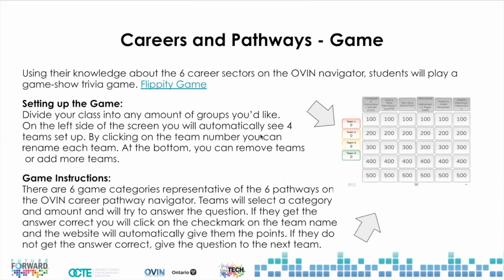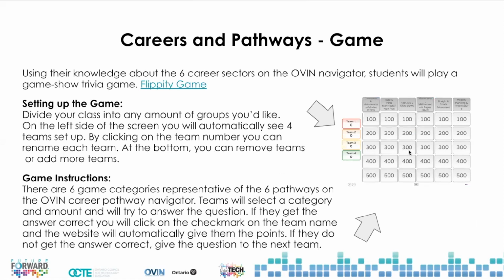Once students are done with this, you are going to play a Flippity game. So it's a game that is very similar to Jeopardy. And you have the team names on the left. On the top, you have the different categories and you have the amount. So you can divide your class into as many groups as you'd like. You need a minimum of 2, but you can have more. And you can ask them questions, have them decide, for $200, I want tool, die, and mold.